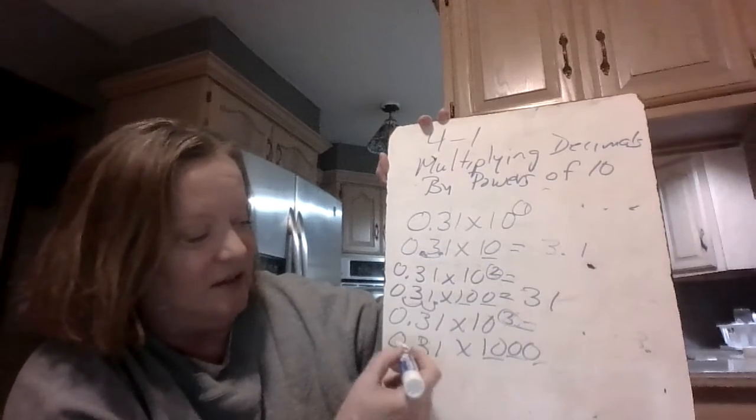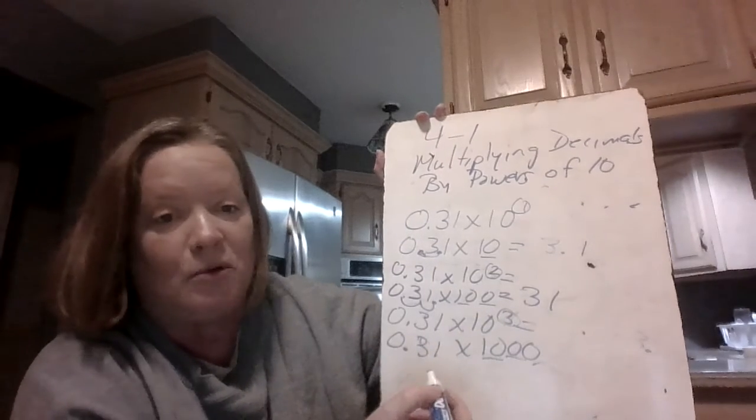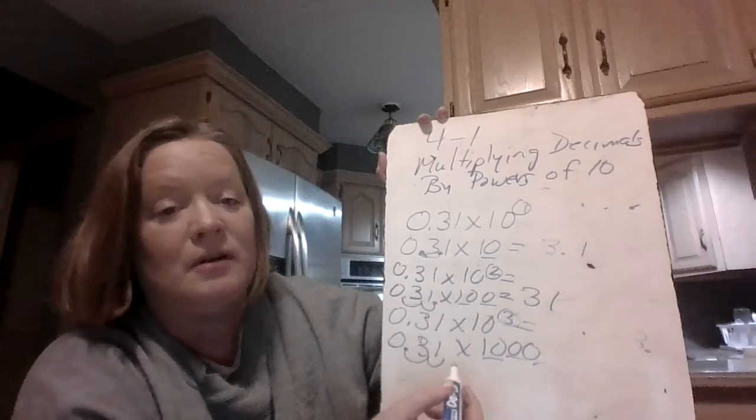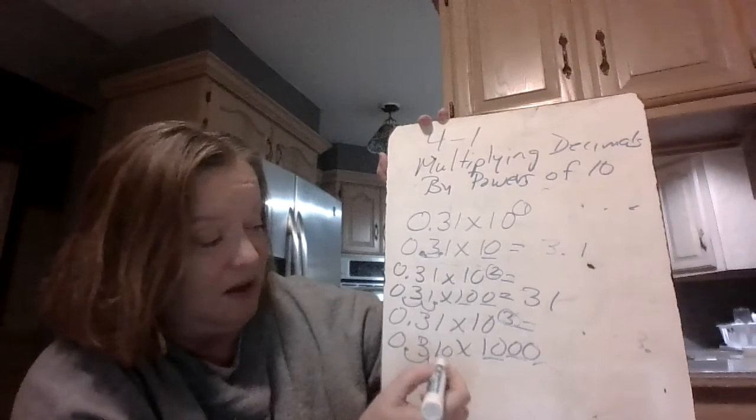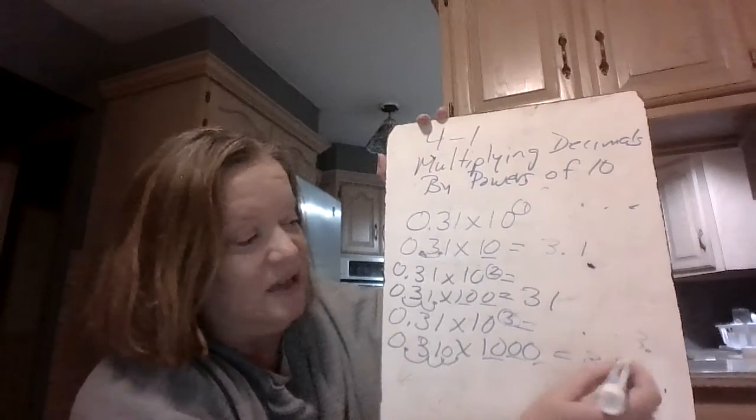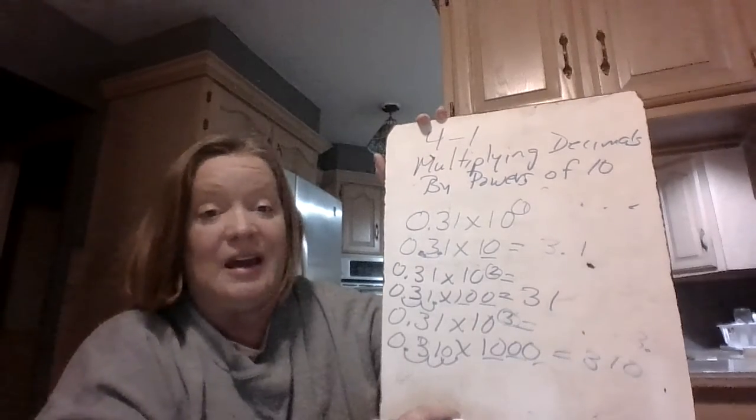Okay, so you've got to move this decimal point 3 places to the right. When you're multiplying, it's always to the right. 1, 2, we ran out of numbers. Then you have to add in a 0 to hold the place. So now I've moved it 3 places. My answer would be 310. And let's say we kept going with that.